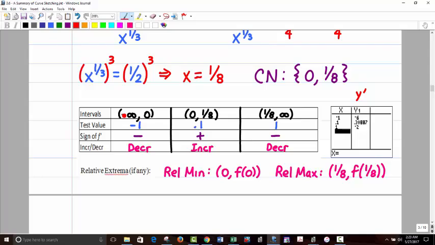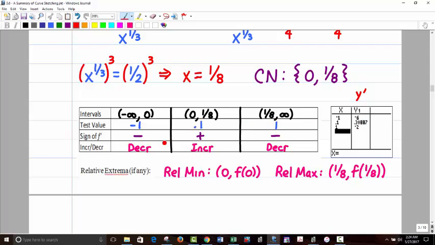So we have negative infinity to 0, 0 to 1/8, 1/8 to infinity. No discontinuities in this problem. I would not use a problem that has the fractional exponent and a discontinuity in the same problem. That's a bit too much. So I put in -1. I used 0.1 here because 1/8 is 0.125, so 0.1 fits in there. Of course, 1 will fit here.